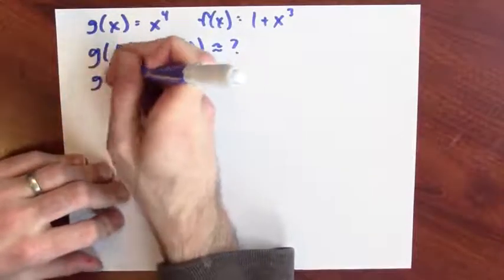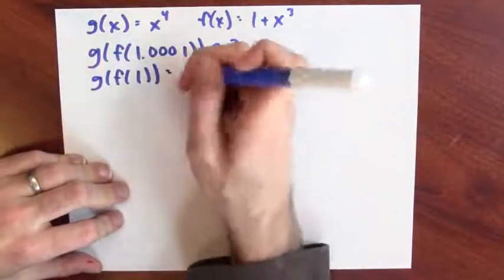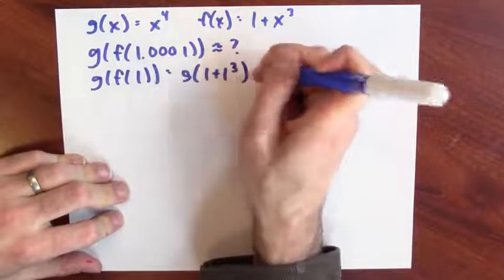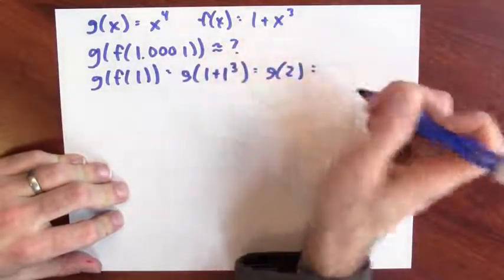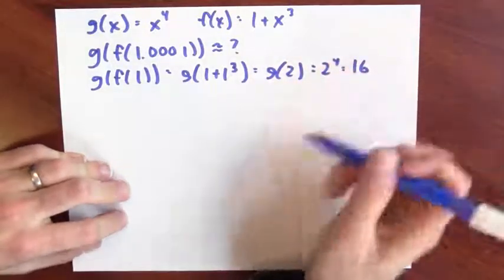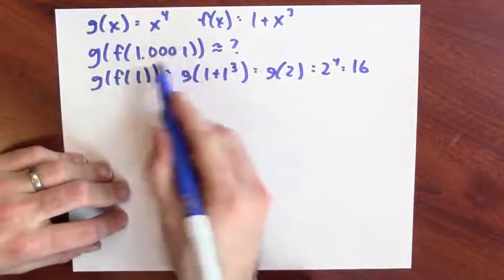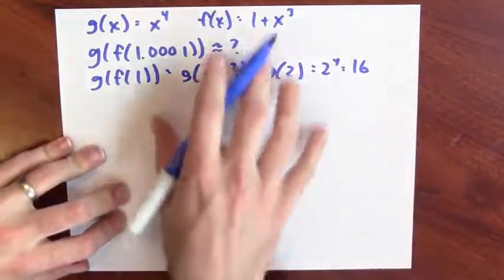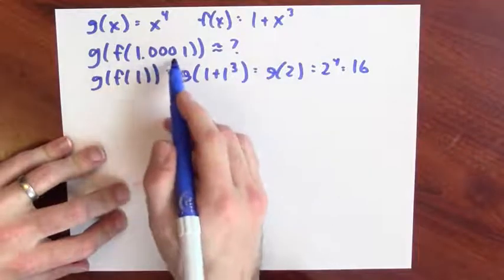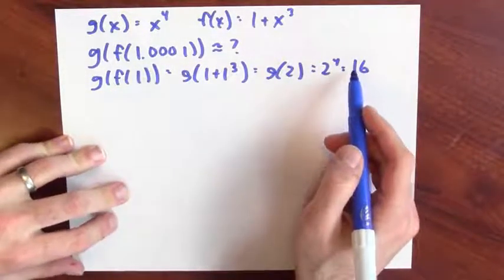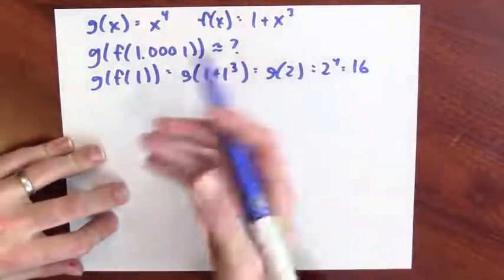Well, it's not too hard to calculate g of f of 1. Right? What's f of 1? Well, that's 1 plus 1 cubed. Well, that's 2. So what's g of 2? Well, that's 2 to the fourth. Well, that's 16. So I know that g of f of 1.0001 is going to be close to 16. The question is, how is wiggling the input up to 1.0001 going to affect the output of this composition of functions? Well, I could do it in stages, right? That's what the chain rule is telling me to do.